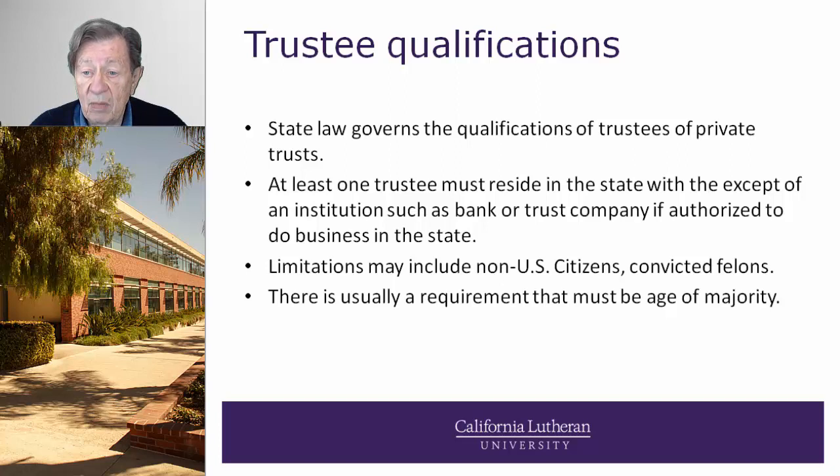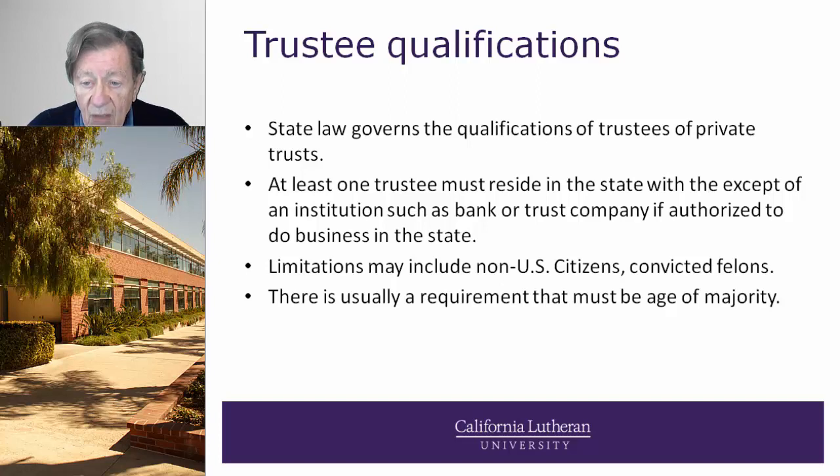At least one trustee must reside in the state, with the exception of institutions such as a bank or trust company, if authorized to do business in the state. Many times that trustee in the state, for example, on the Alaskan trust, and you live in New Jersey, is a lawyer in Alaska who handles 100 of these, or it might be a professional fiduciary, but there has to be one of the trustees in the state. Again, you can have multiple trustees, obviously, and you can have different roles for each of the trustees.